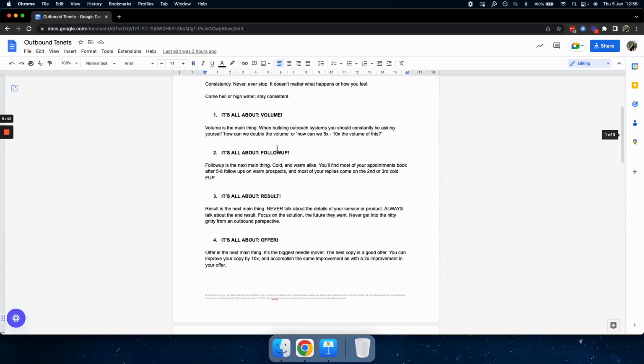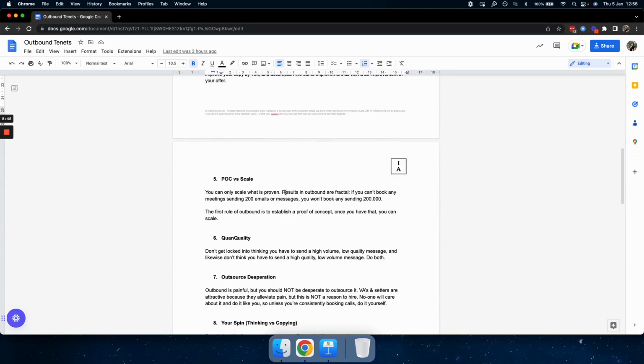You can't really apply volume to something that doesn't work, right? So the point here is that results in outbound are very fractal. If you can't book any meetings sending 200 emails or messages or calls, you're not going to book any meetings sending 200,000. People in your niche have what we call affinity. And what that means is they're very similar to each other. Their underlying problems, history, psychology, is very similar. They're obviously very different people, but as a niche, if you aggregate them, they're all quite similar.